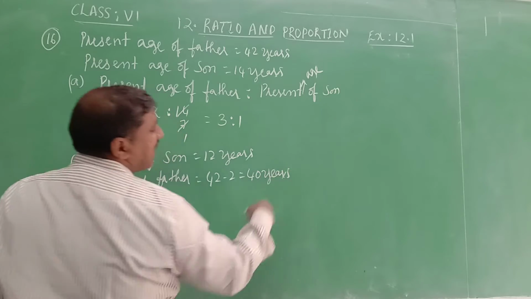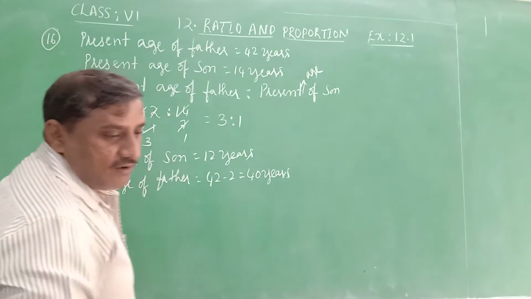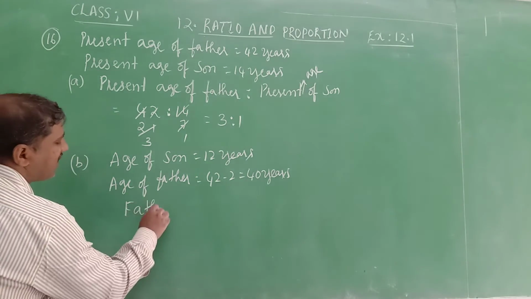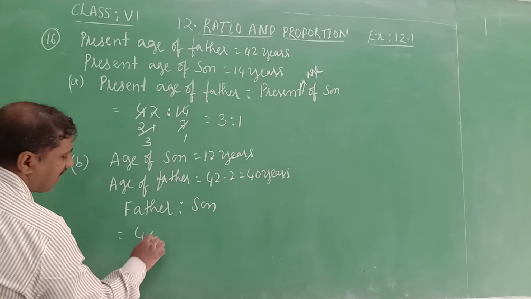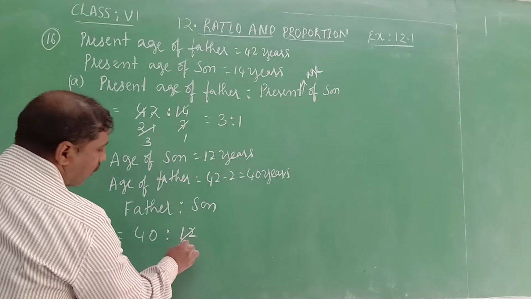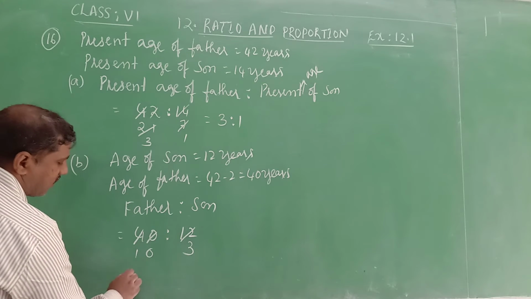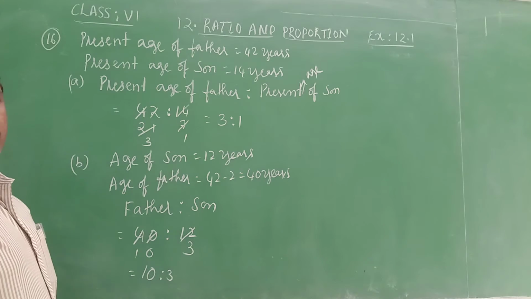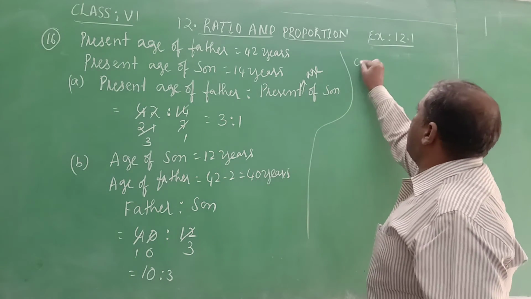Now find the ratio of the age of father to the age of son. Father is 40 years, and son is 12 years. 4 threes are 12, 4 ones are 4, 4 zeros are 0. That is 10:3. The ratio is 10:3.